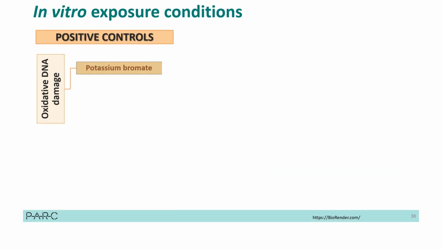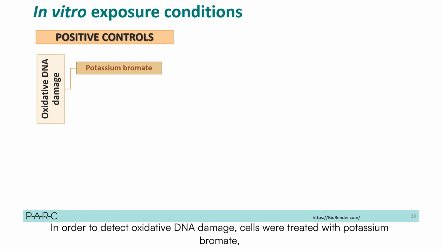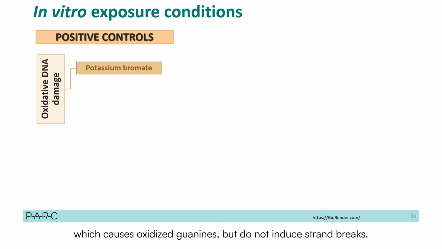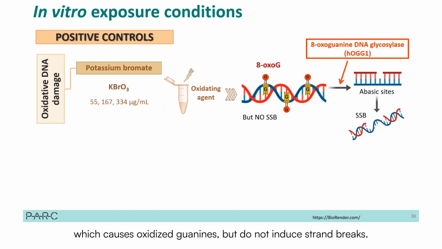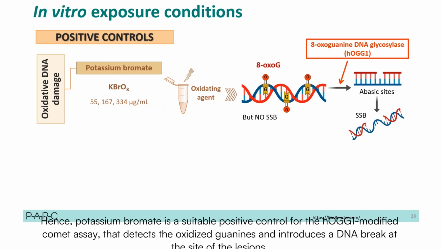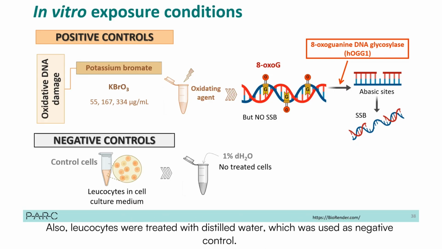In order to detect oxidative DNA damage, cells were treated with potassium bromate, which causes oxidized guanines but does not induce strand breaks. Hence, potassium bromate is a suitable positive control for the hOGG1-modified COMET assay that detects the oxidized guanines and introduces a DNA break at the site of the lesions. Also, leukocytes were treated with distilled water, which was used as negative control.